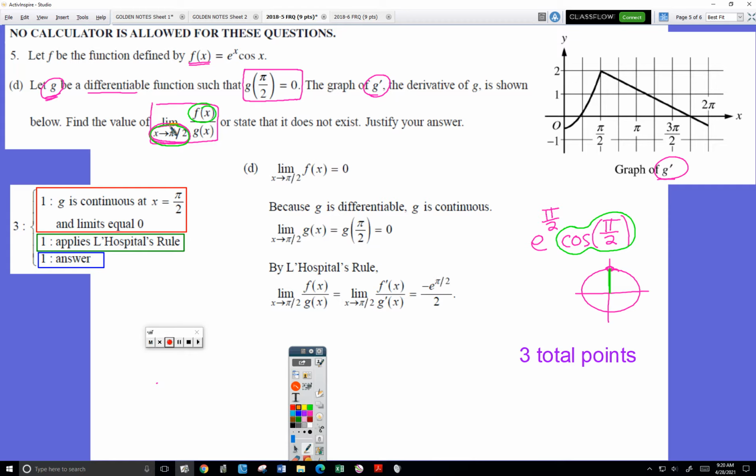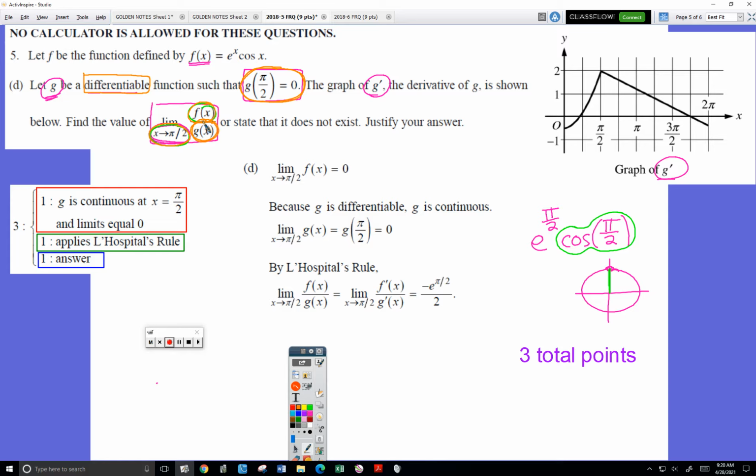When x is getting close to pi over 2, well, we know when x is exactly pi over 2, g is 0. And here's a part I don't think I would have noticed. Because g is differentiable, therefore g is continuous, which means when we get close to pi over 2, the value of g is also 0. So we're trying to find a limit, but we end up with 0 divided by 0. When trying to find a limit, if we end up with 0 divided by 0, we have to use L'Hopital's rule, which means we have to take the derivative of the top and the derivative of the bottom.